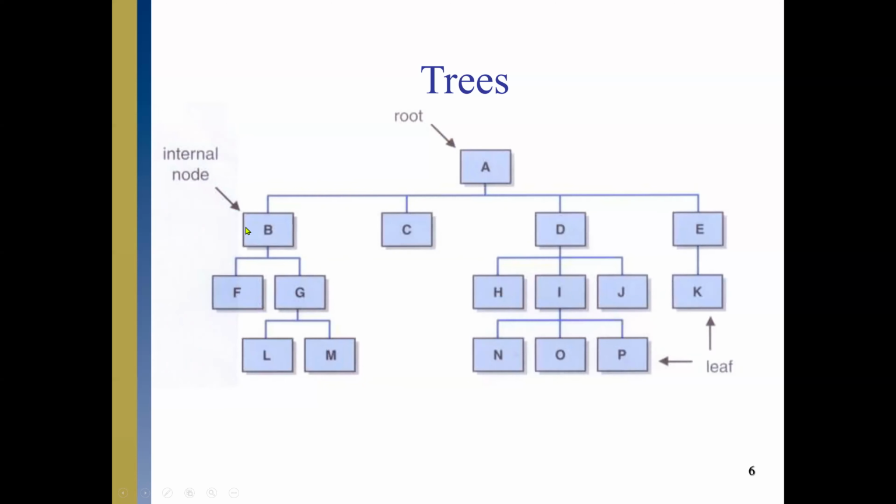Then we can see that node B is called an internal node. Why? Because it has a parent and at least one child. In this case, it's two. Then node F is what we call a leaf node. It has no children. Also L, M, N, O, P, and K are all called leaf nodes because they have no children. Node C is also a leaf node. D, E, I, J, H are internal nodes.